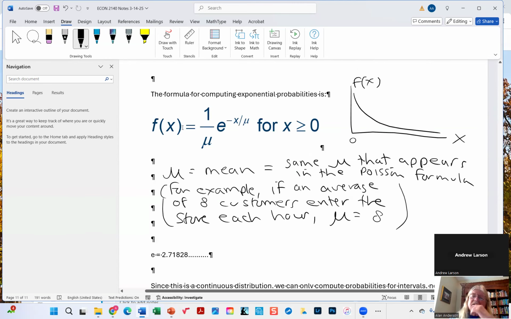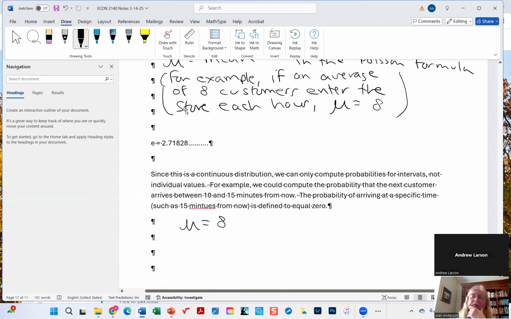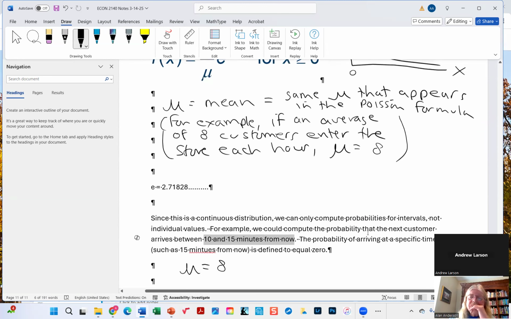And because this is a continuous distribution, we can only calculate probabilities for intervals. For example, we could calculate the probability that the next customer arrives between 10 and 15 minutes in the future. The probability of arriving at a specific time, like 15 minutes, is defined to equal 0.